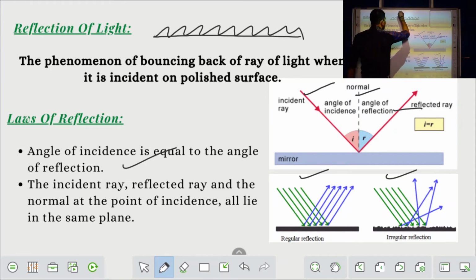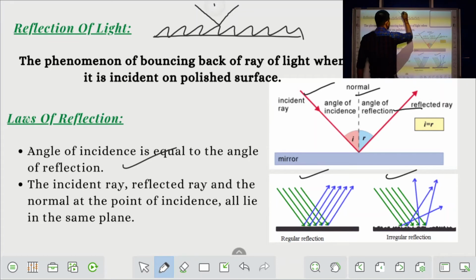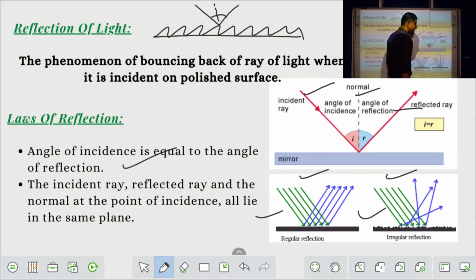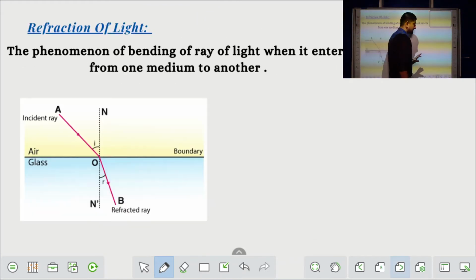That means if the light falls on this, due to some irregularity, that is unevenness, the reflection angle may look different, but the angle will be the same. So even in regular reflection and even in irregular reflection, you will find that in both types of reflection, the light will follow the law of reflection.